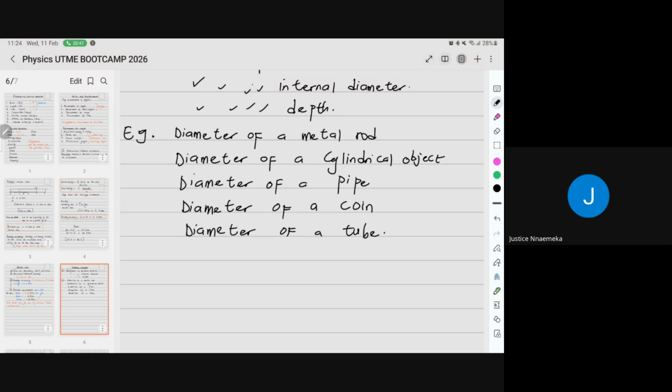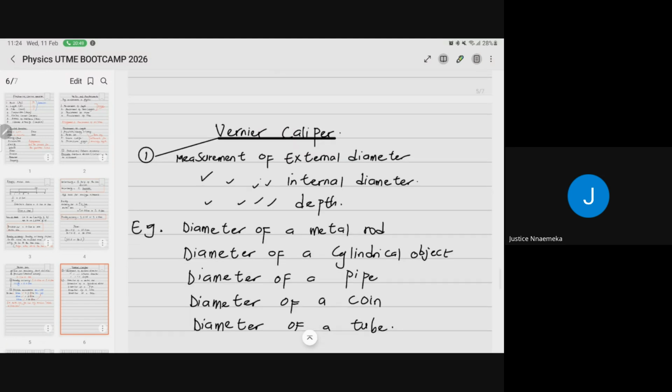All right, so these are the things you can actually measure using your vernier caliper. Any small length that your meter rule cannot measure, the vernier caliper will give you that very beautiful accuracy. Is that okay? So that's what the vernier caliper is going to give you.